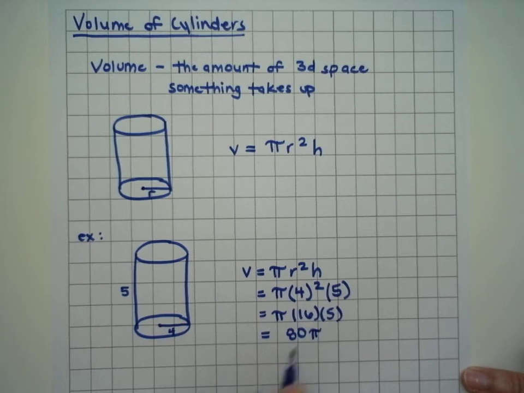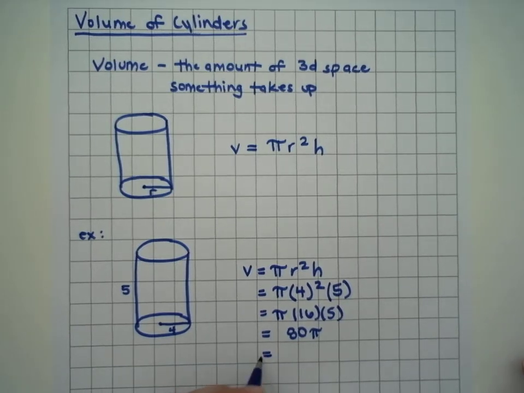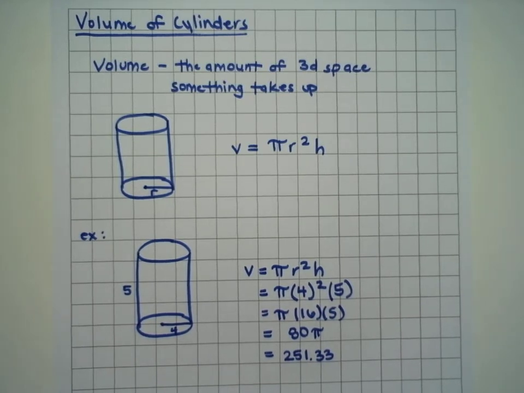And bring down our pi. So 80 pi. And we can simplify using pi on our calculator. And when we multiply 80 times pi, we get 251.33. So that's how much this cylinder would hold.